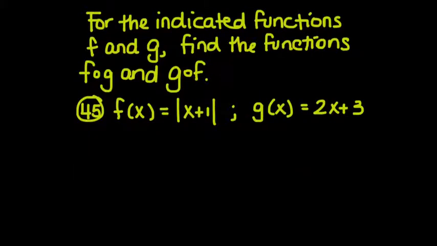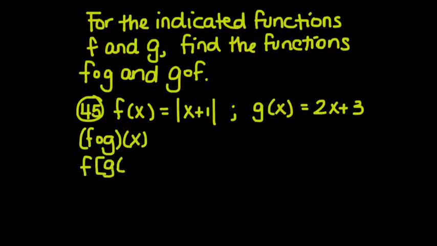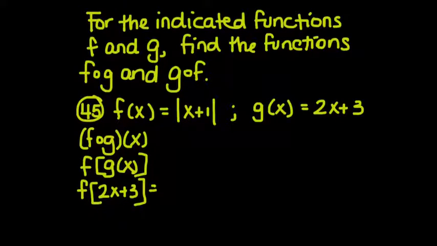To find the compositions of these two functions, if I first want to find f composed with g of x, that involves finding f of g of x, which is f of 2x plus 3. So when I go to the function f, wherever I see an x, I'll plug in a 2x plus 3. So that means that I will have the absolute value of 2x plus 3 plus 1, which simplifies to the absolute value of 2x plus 4.